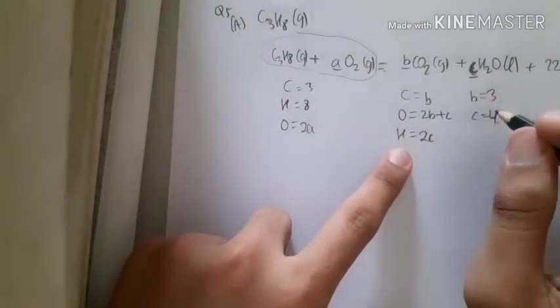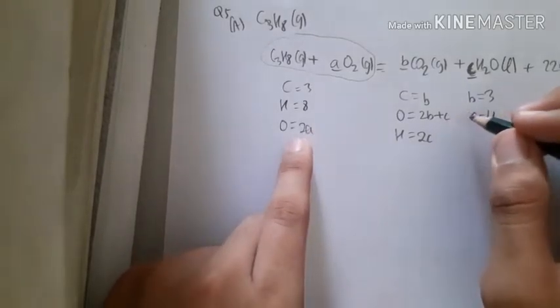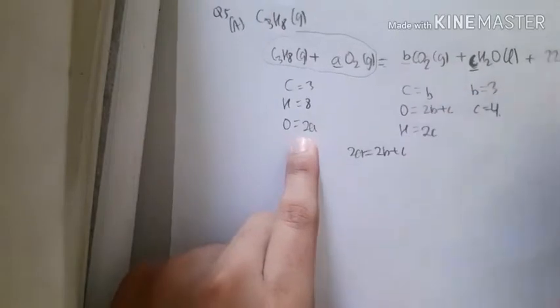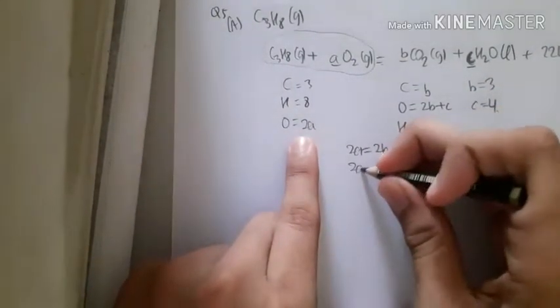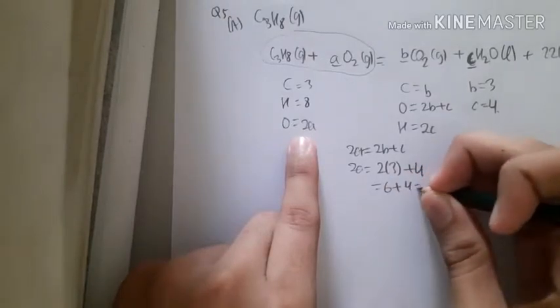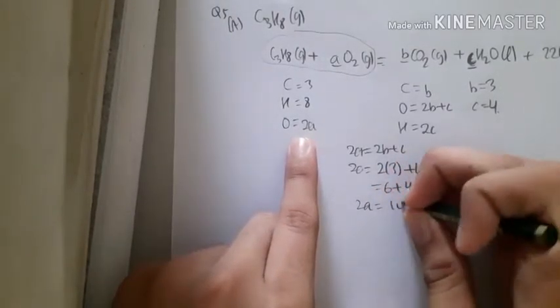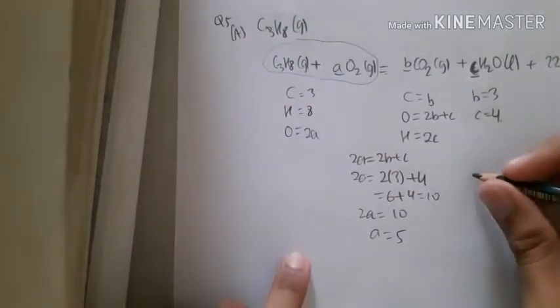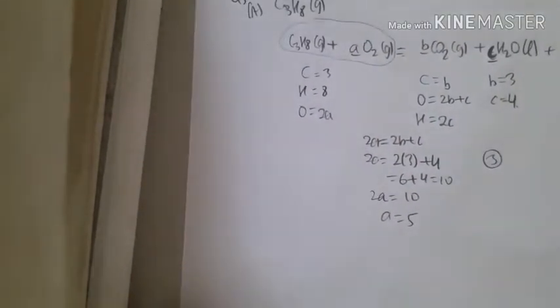So the oxygen here is 2A equals 2B plus C. And now we know that B is 3 and C is 4. So that is 6 plus 4, which is 10. So 2A equals 10. So A is 5. So the answer is the third option, right?